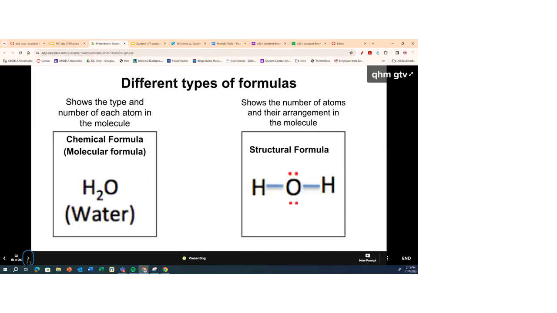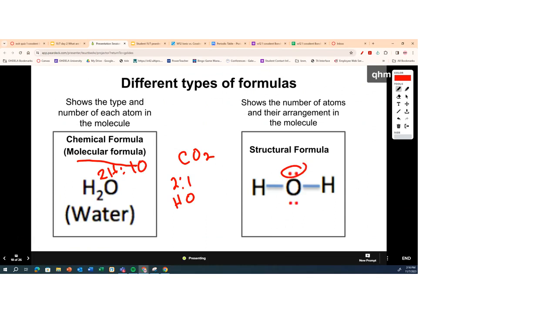So the different types of formulas, we have the chemical formula or molecular formula, just like CO2. H2O tells us the ratio, 2 hydrogens to 1 oxygen, or a 2-to-1 ratio, hydrogens to oxygen. Or we can draw the structural formula, and we can see the electrons here and the bond in between them.